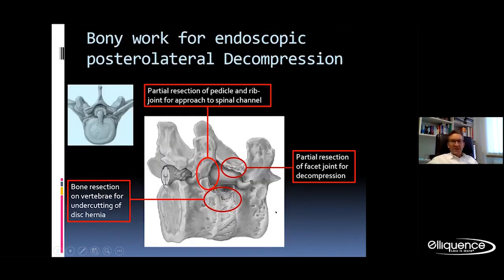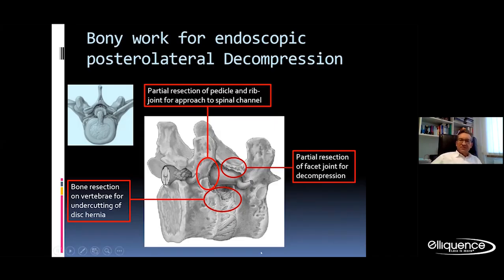Then technically, it's important when you do this approach, you have to do at one side sometimes a partial resection of the pedicle and the rib joint to get an approach. Then, as we saw, a partial resection of the facet joint for decompression.